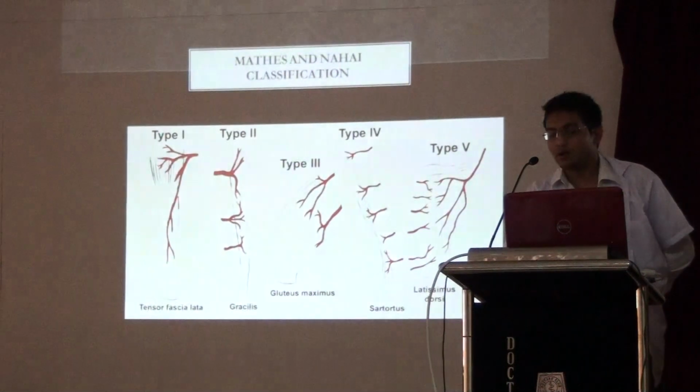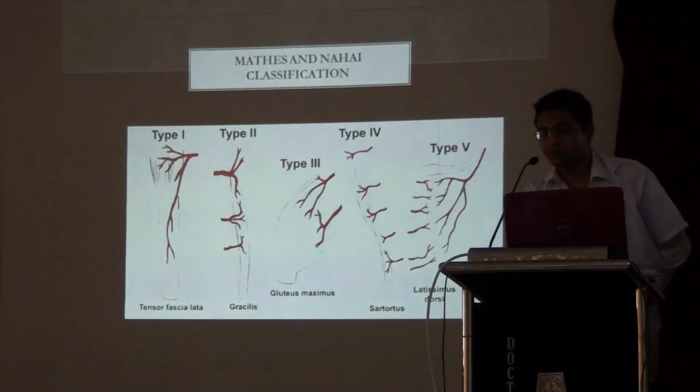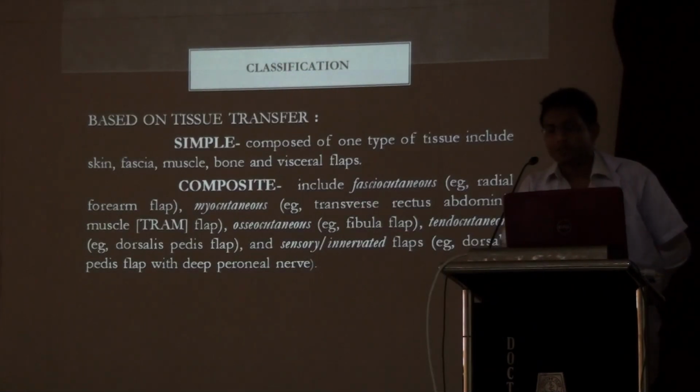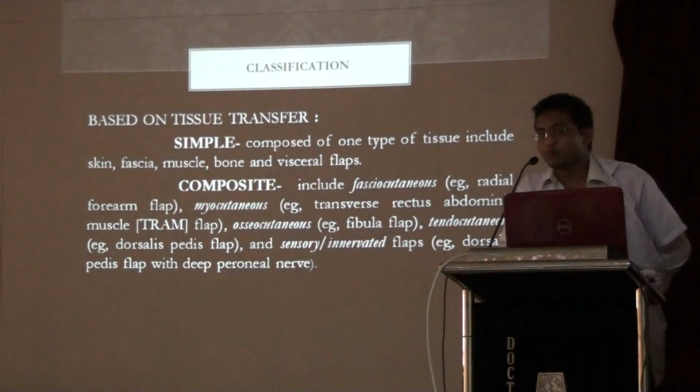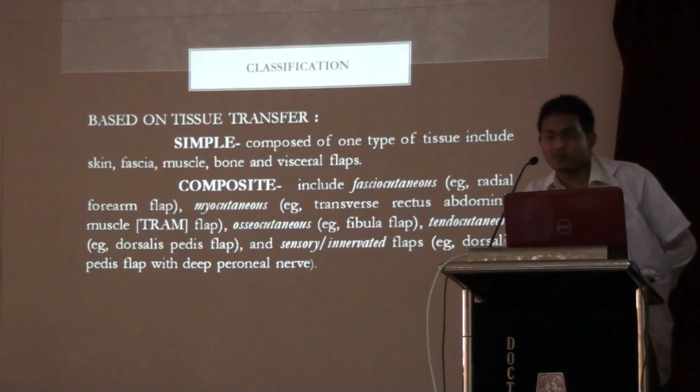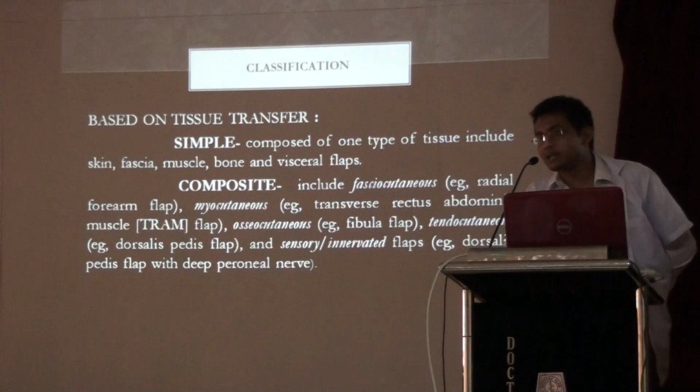So this is a diagrammatic representation of the types. See, in tensor fascia lata, gracilis. Now we can classify flaps in 3 types. The first classification was based on the blood vessels. Now this classification is based on the tissue transfer. This can be simple and composite.